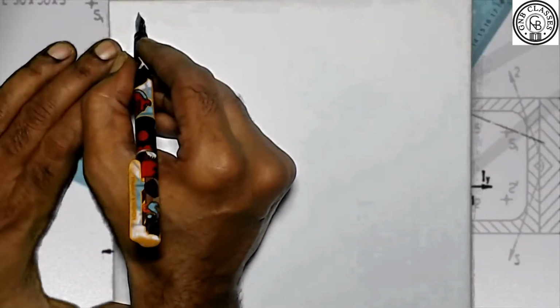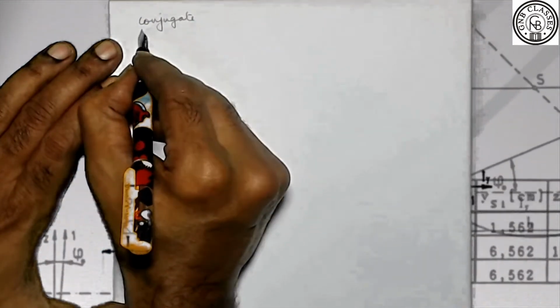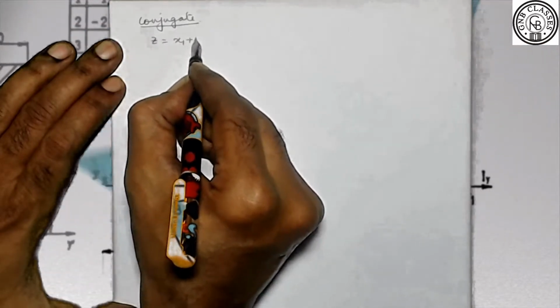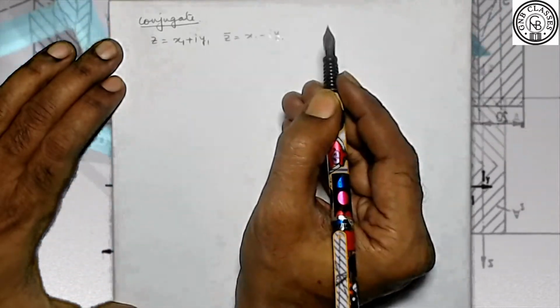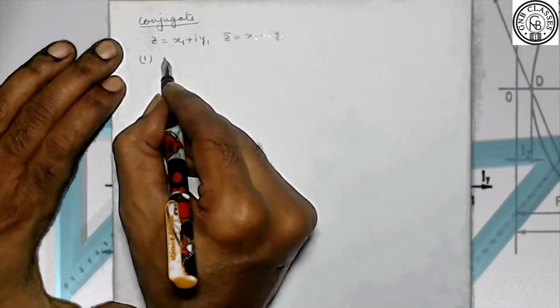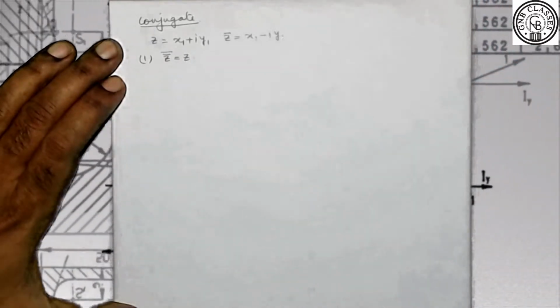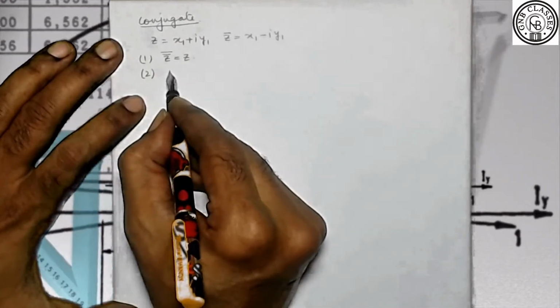Properties of conjugate of a complex number. If z is x1 plus iota y1, then conjugate z bar is x1 minus iota y1. We have already learned the first property, that is, conjugate of z bar is nothing but z. This is the first property we have already discussed. Number 2. Now think about it.